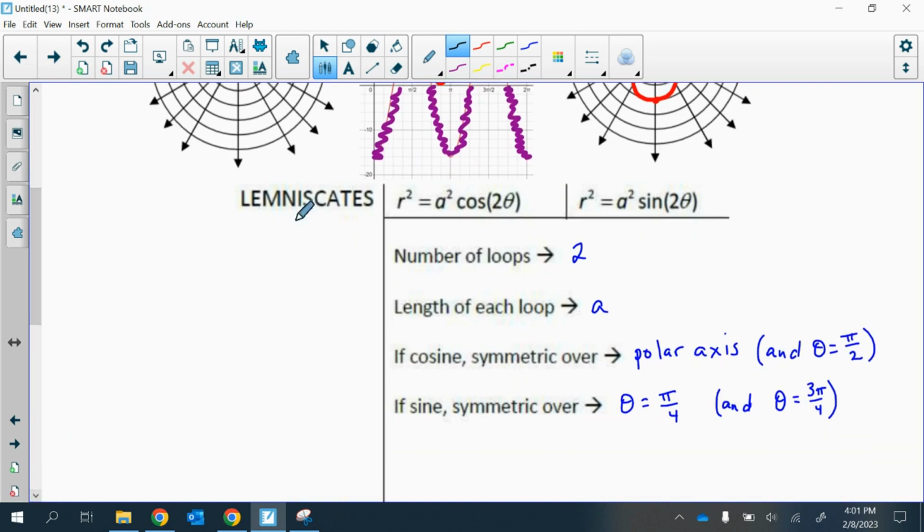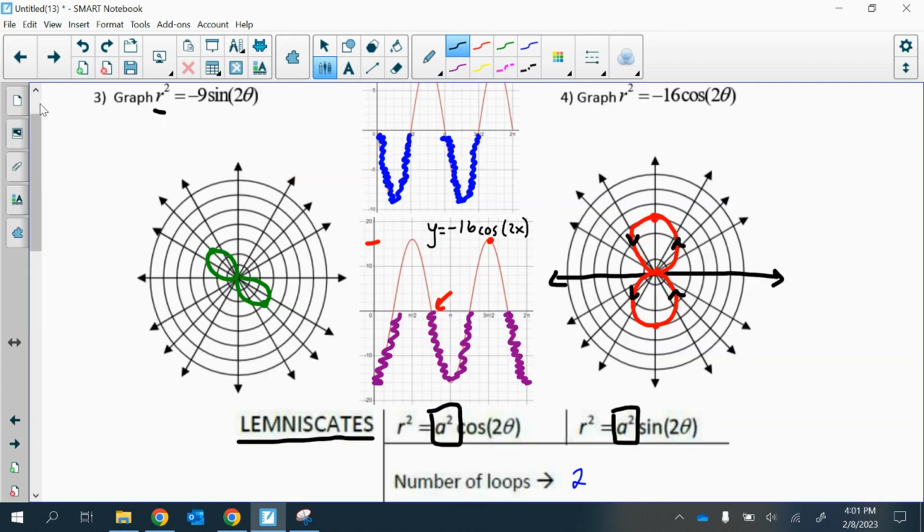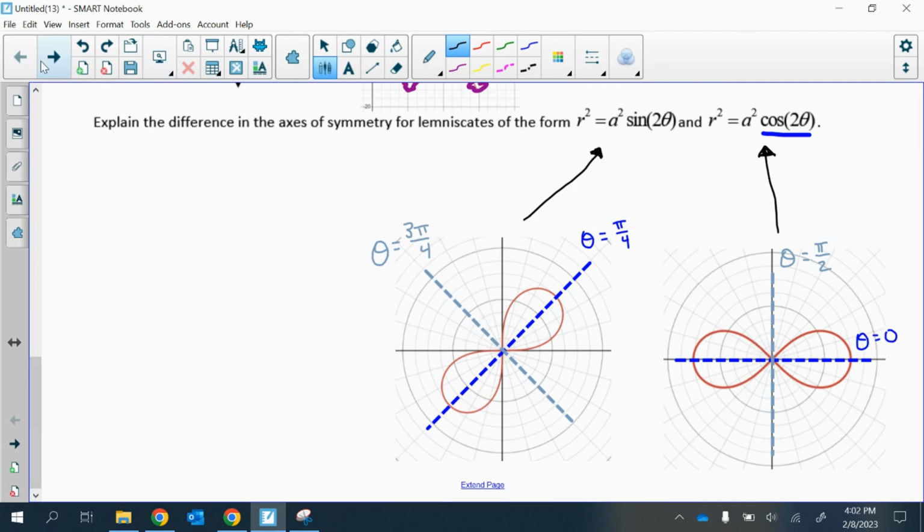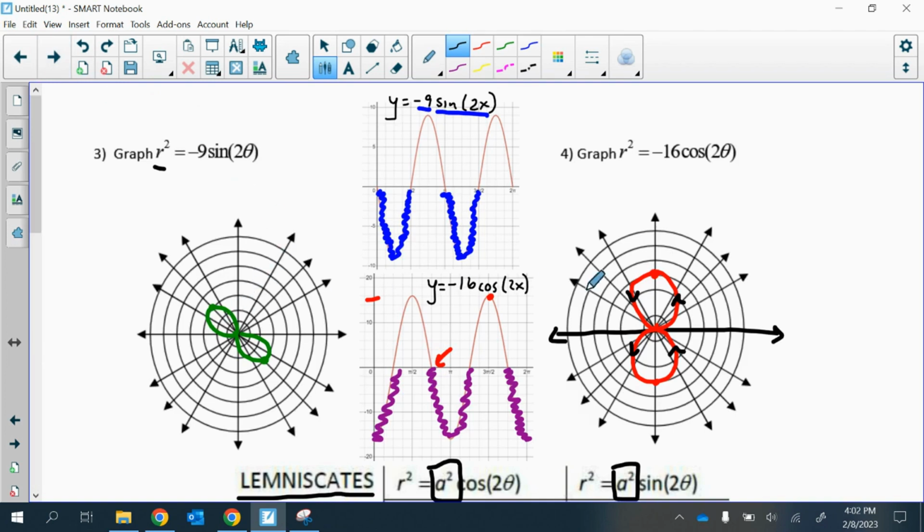So here are some lemniscate properties. The number of loops is 2. The length of each loop is a. Notice it's the square root of this number. If it's a cosine graph, it's symmetric over the polar axis and theta equals pi halves. If it's a sine graph, it's symmetric over theta equals pi fourths and 3 pi fourths. And which quadrants it gets drawn in depends on whether you have a positive or negative in front. So with positives, the graphs look like this for sine and cosine. And with negatives, the graphs look like this.